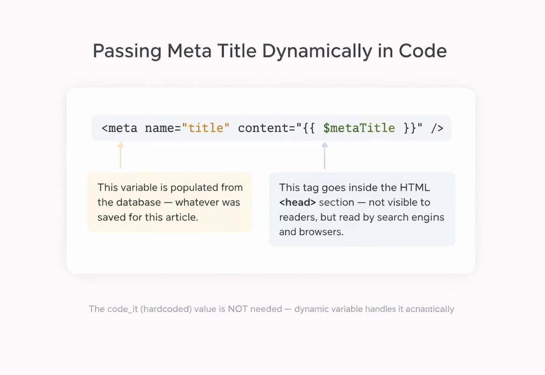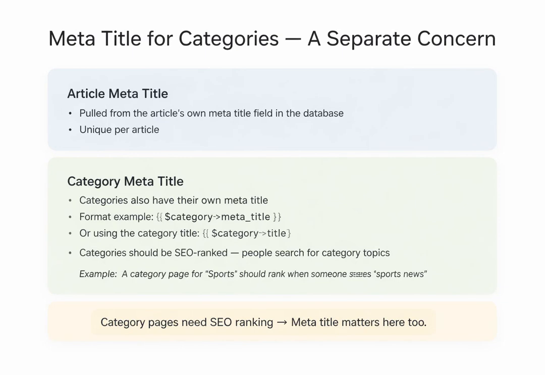This is clean, scalable code. The hard-coded approach would break down the moment you have hundreds of articles. You'd have to manually update each one. The dynamic approach solves that entirely. It's not just individual articles that need meta titles. Category pages do too, and for a very important reason.